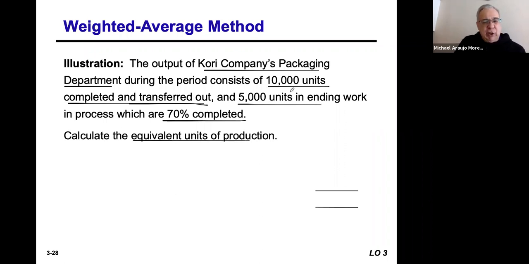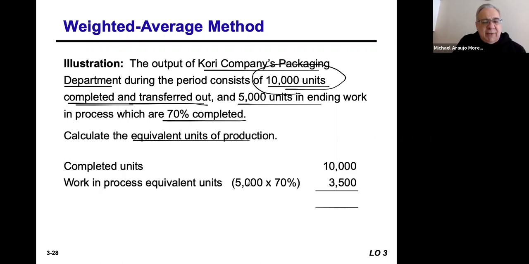Well, as we looked at earlier, it's going to be all the ones that are already complete, plus whatever we can mathematically compute for an equivalent here, which would be the 5,000 units times the 70%. That would be the equivalent. And as your book shows you, 5,000 units at 70% completed would be equivalent to 3,500 units that are done. So the total amount that we can say has been produced is 13,500 units. Okay. This is very, very important.